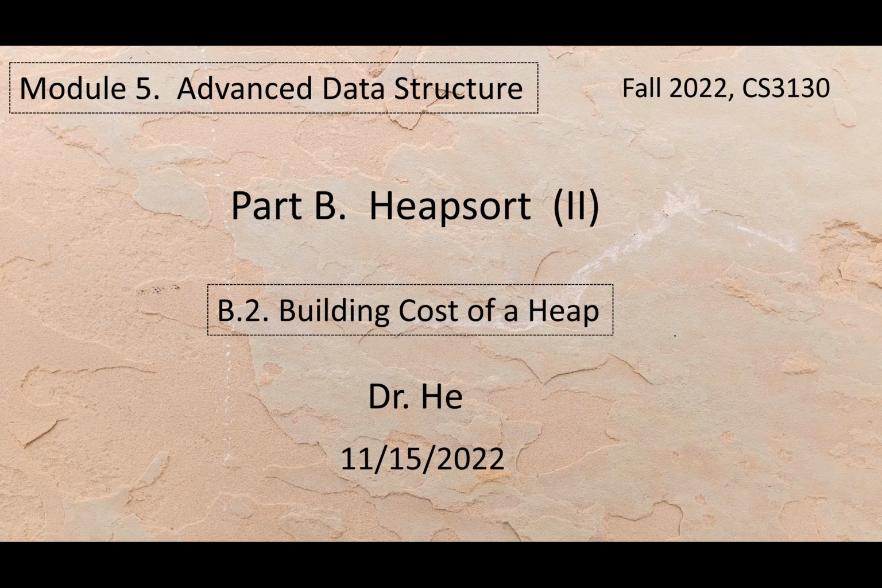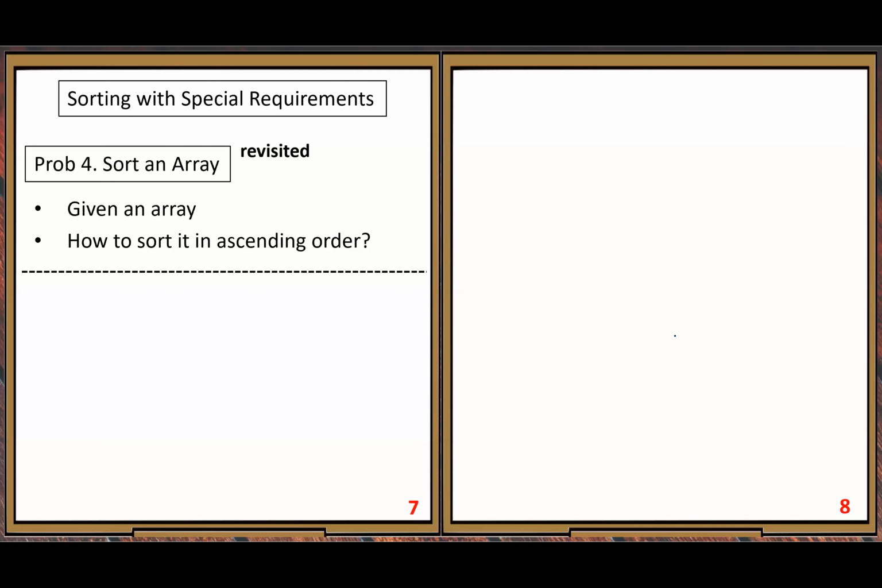So let's start the title. B.2, building cost of a heap. To do the building cost, first, let us answer a simpler question first. The simpler question, but we need to do one by one. Combine the cost of all heights.